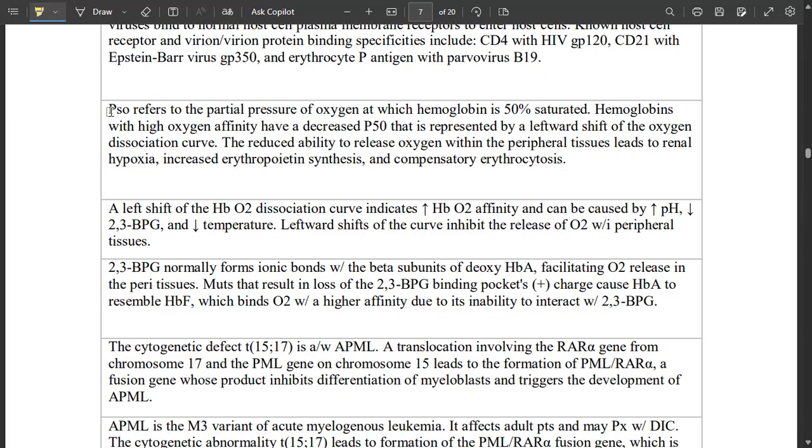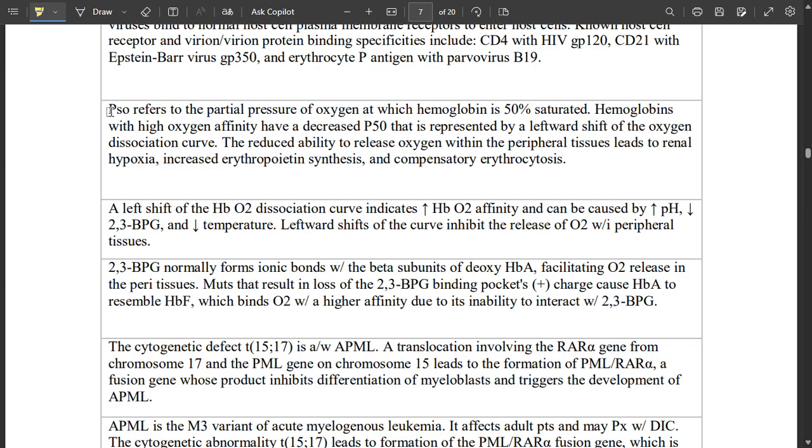Okay, P50. Sorry, P is partial pressure of oxygen. So what is P50? P50 refers to the partial pressure of oxygen at which hemoglobin is 50% saturated. So it's in the middle of the sigmoid curve. Hemoglobins with high oxygen affinity have a decreased P50, that is represented by a leftward shift of the oxygen dissociation curve.